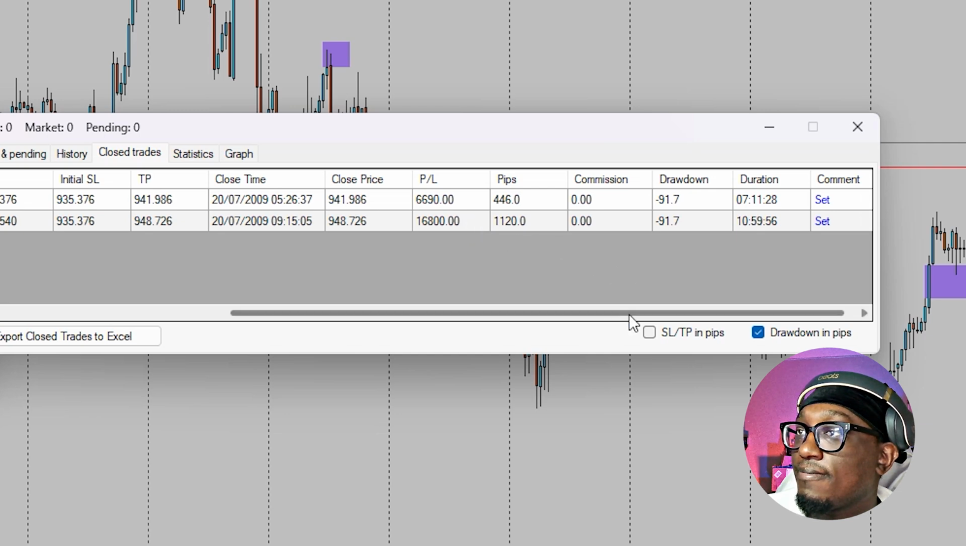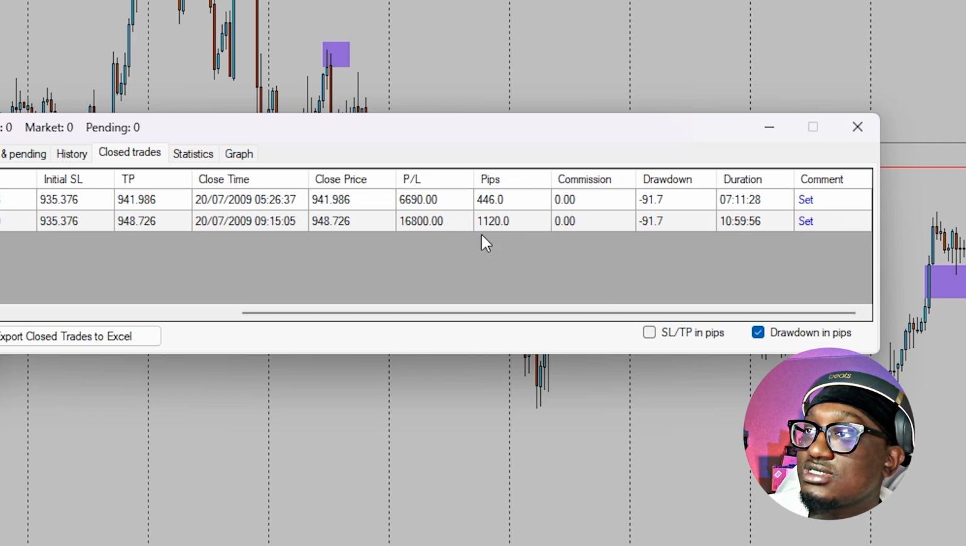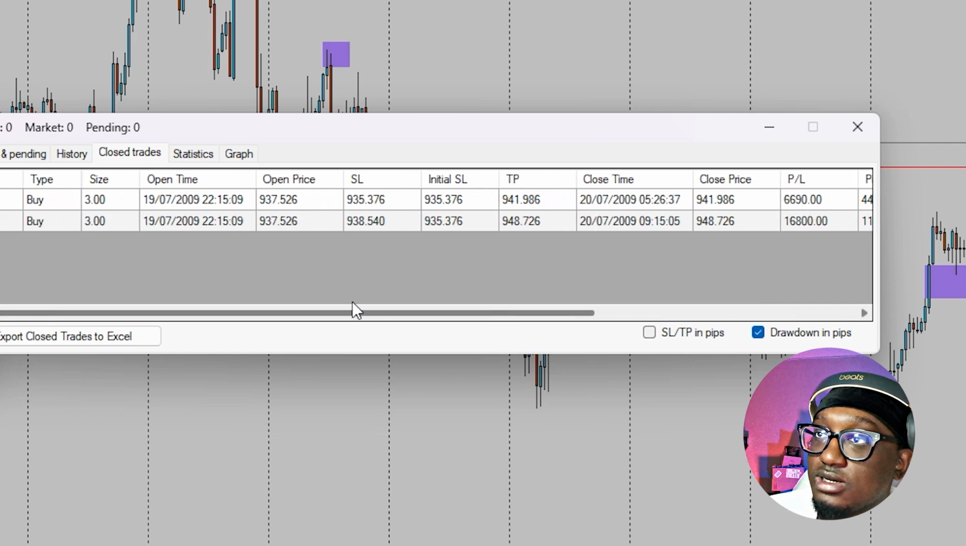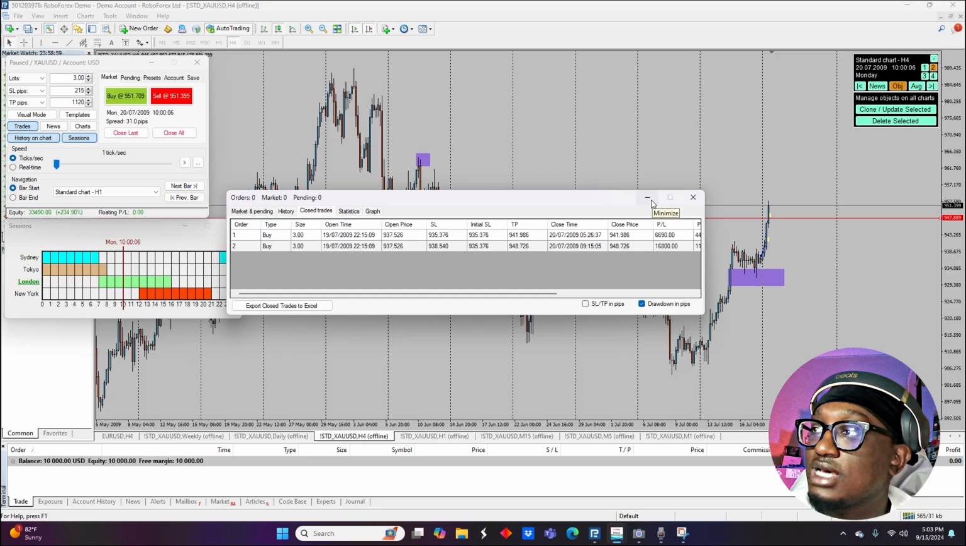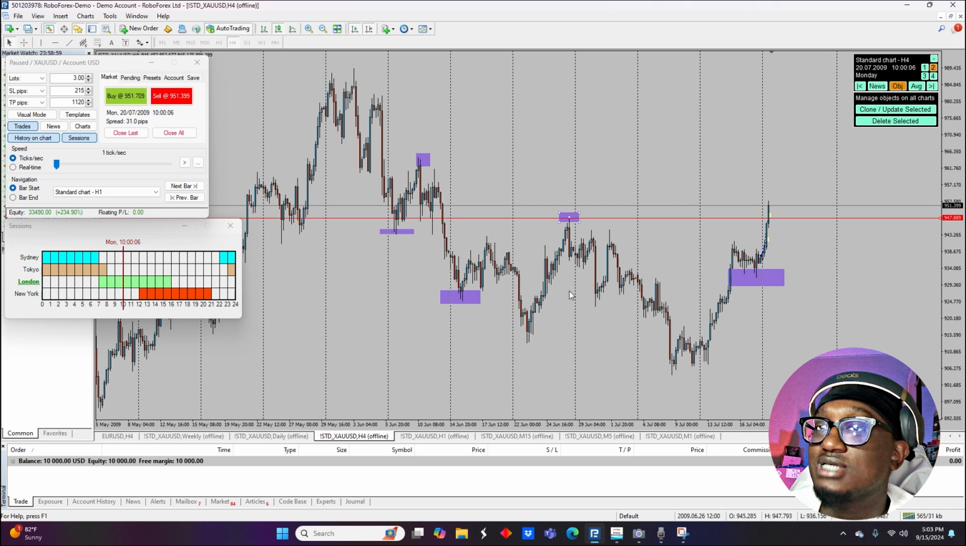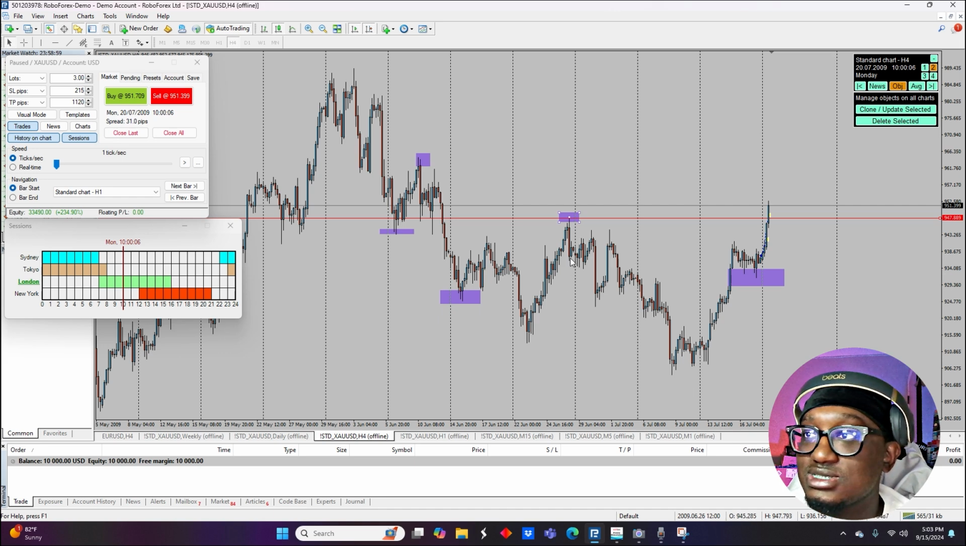And how many pips did I catch? On the first one, I caught 446. On the second one, I caught 1,120. And off of just a market maker buy model, range, manipulation, distribution. That's it, guys. This is literally ICT. This is just ICT.